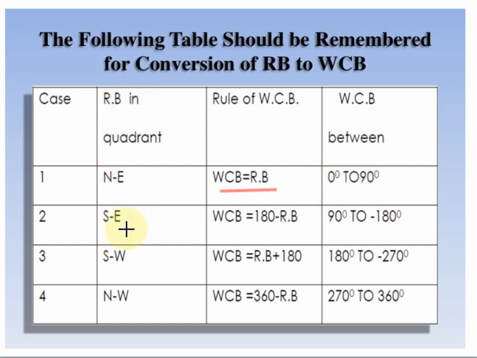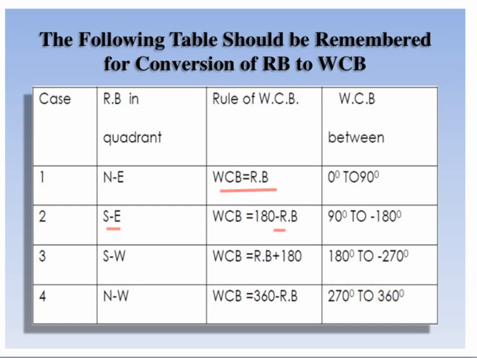When the reduced bearing is in the second quadrant, south east, then to convert the reduced bearing into whole circle bearing, whole circle bearing is equal to 180 minus RB. So the whole circle bearing is between 90 degrees and 180 degrees. When the reduced bearing is in the third quadrant, that is southwest, then whole circle bearing is equal to reduced bearing plus 180 degrees, so it is 180 to 270 degrees. When the reduced bearing is in the fourth quadrant, that is northwest, then whole circle bearing is equal to 360 minus RB, that is 270 to 360 degrees.